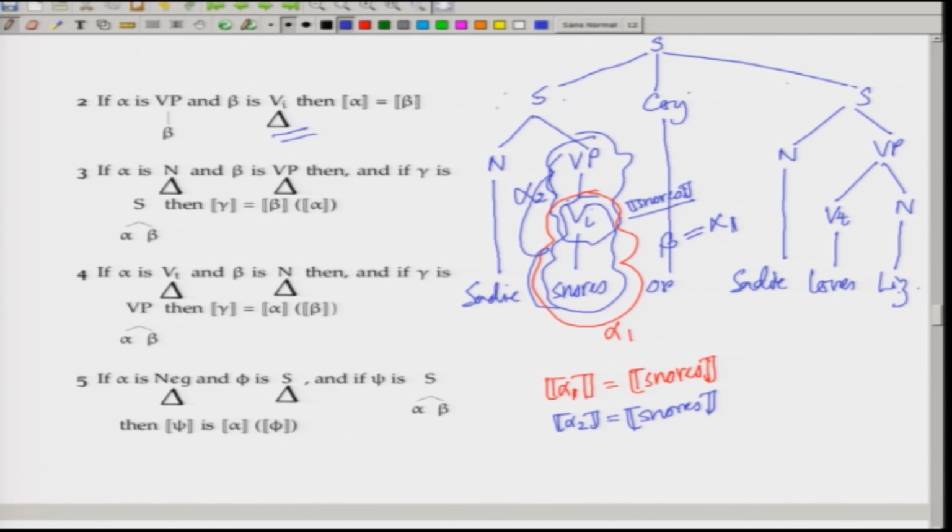And if this is the case, what do we get? So snores actually has come till here. The reference of snores has already come here, right. So then we can see that the entire node called alpha 2 has got snores, right. And similarly this will be covered by the first rule, and basically the reference of this branch is nothing but Sadie.